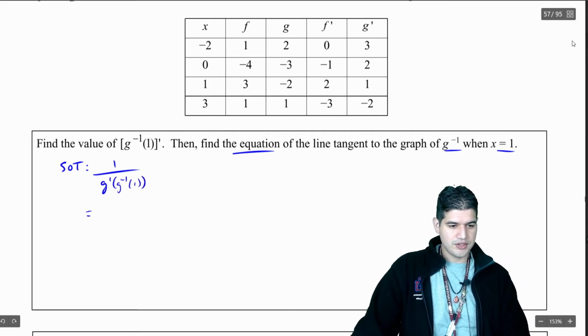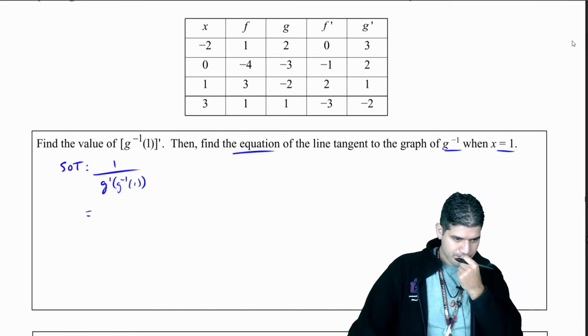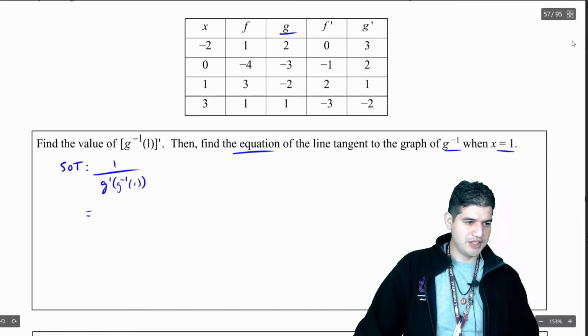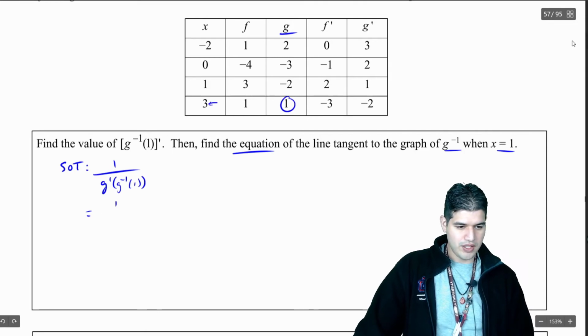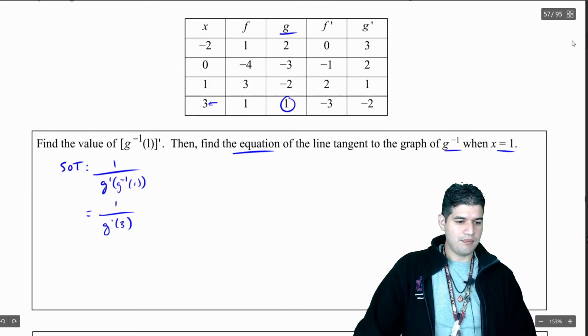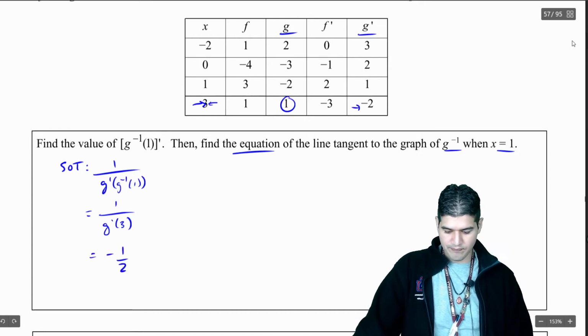All right, and so that is going to get me the inverse of g of 1. Again, I'm looking at g, finding a 1 right there, and that's going to be equal to 3. So 1 over g prime of 3. So I follow this 3 again, and I go to g, and that's going to get me -2. So 1 over -2, or -1/2.